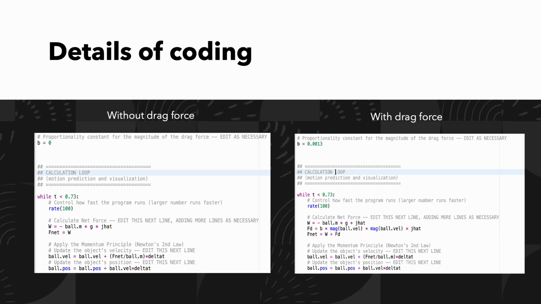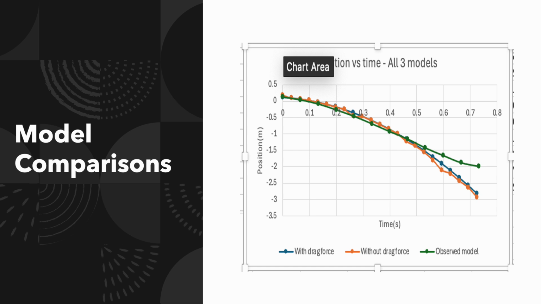On the right-hand side is my VPython code with the drag force. So b is equal to 0.0013, which I calculated, and inside the while loop, the force of gravity is the same formula as we saw before, and then the drag force formula is b times the square of the magnitude of the ball's velocity times j hat. Then the net force is equal to the force of gravity plus the drag force, and we again use the velocity and position update formulas to update both the position and velocity.